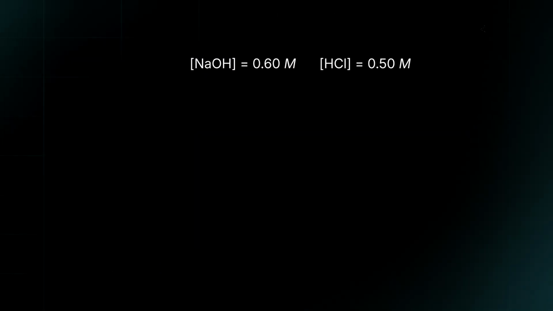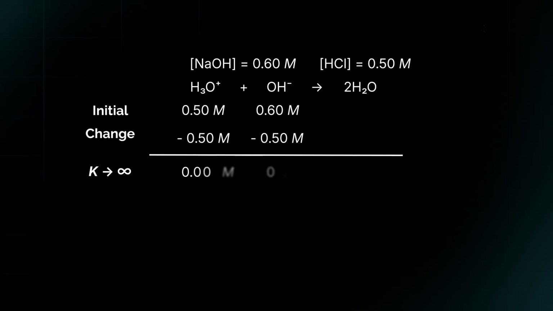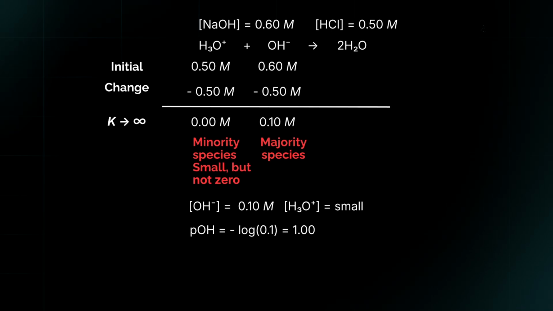Let's flip the match. This time, our initial concentrations are OH- equals 0.6 molar and H+ equals 0.5 molar. When the battle is over, we have hydroxide, the majority species, with a concentration of 0.1 molar. This corresponds to a pOH of 1. The minority species is now hydronium. We can determine its concentration from either the Kw expression, giving us 10 to the minus 13 molar, or the sum of pH and pOH being 14, giving us pH equals 13.